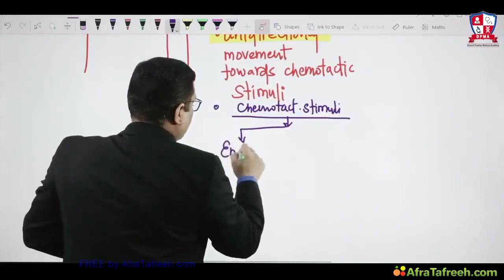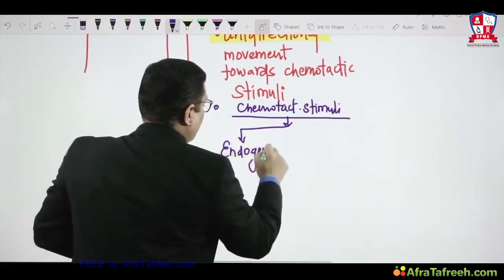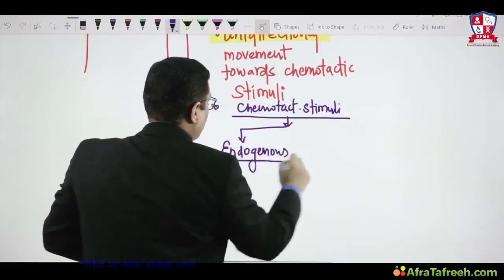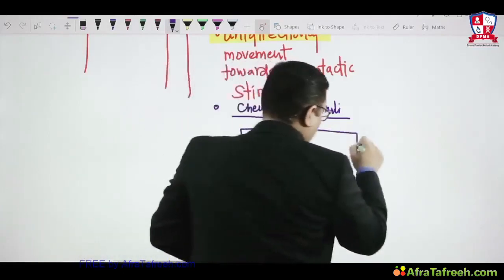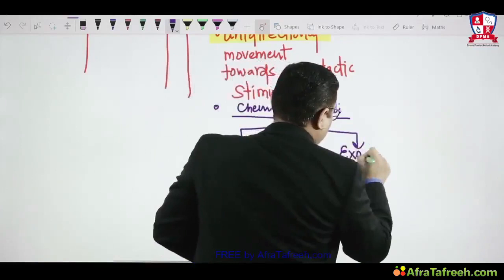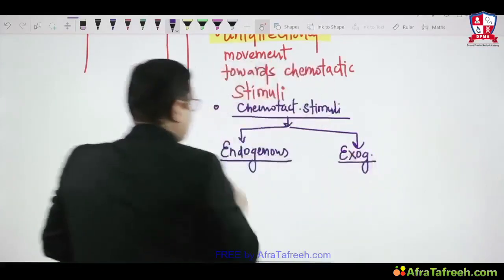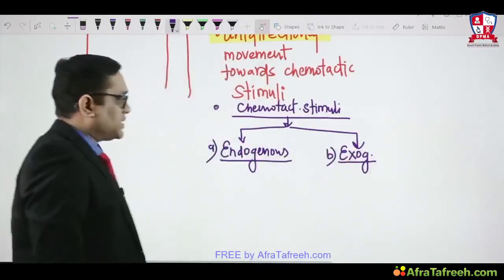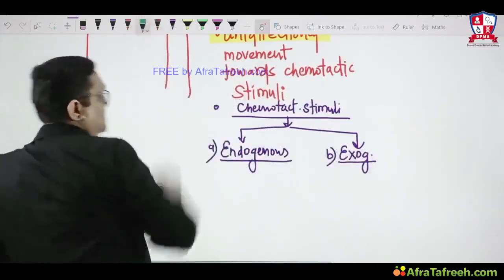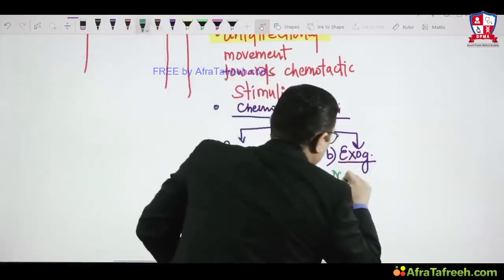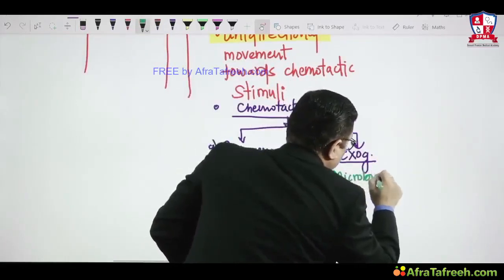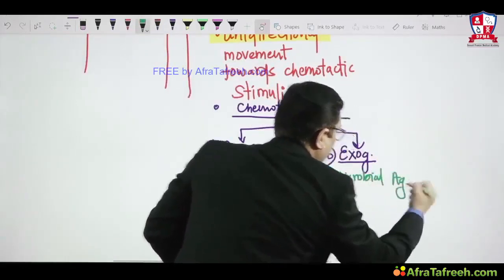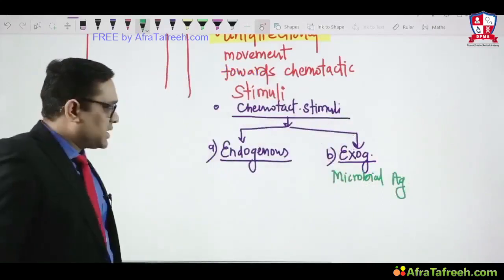One which is present in our human body is called endogenous chemotactic stimuli. Second, which is from outside, is called exogenous chemotactic stimuli, right? So endogenous and exogenous chemotactic stimuli. Exogenous is easy to remember: these are the microbial antigens, which are exogenous chemotactic stimuli.